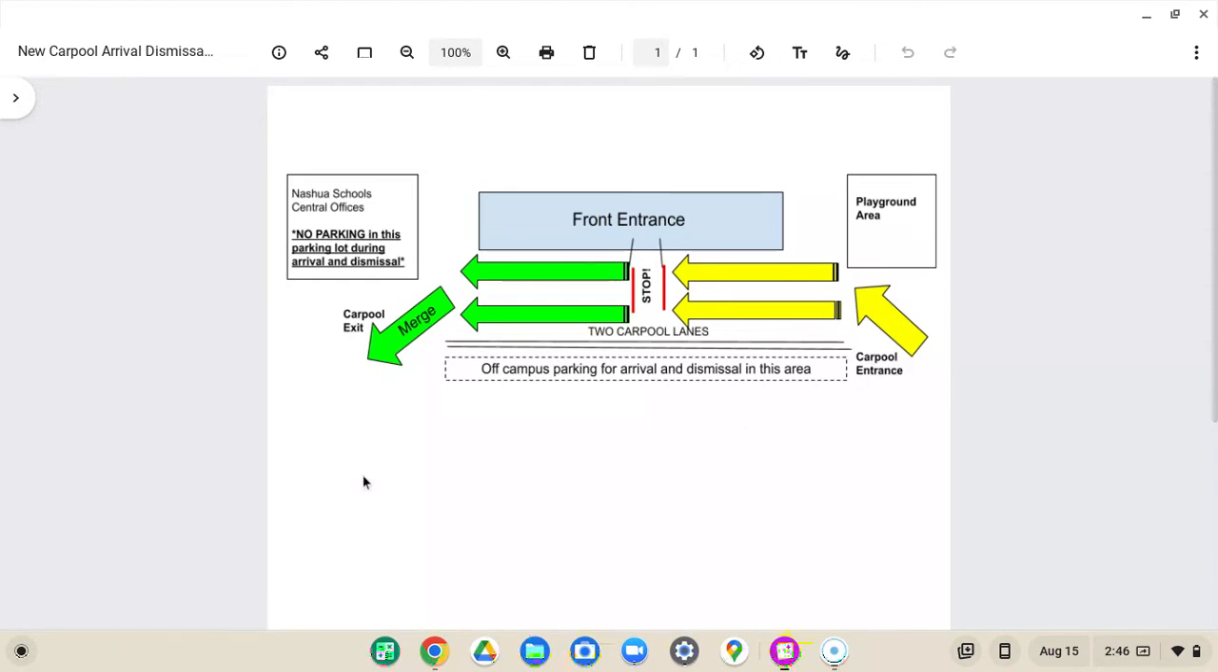So if you take a look at the map before, the entrance was over here by the central office building, and then parents or families, visitors would drive through and then exit through the playground area. I've reversed that so that now cars enter by where the playground area is and exit through where the central office buildings were. Now, once somebody comes on campus, you will not be able to exit campus until the cars in front of you move. And it's marked on this map as two carpool lanes. There is no through lane anymore. So it's super important that parents know once they enter carpool, they're not going to be able to get out until the cars in front of them move.